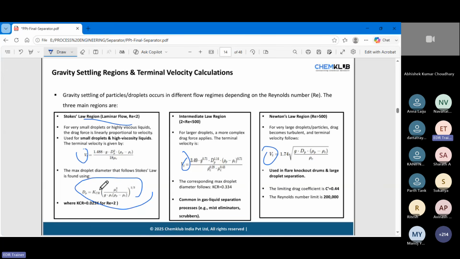So KCR, viscosity, density of the liquid, density of the gas, all the formulas are there. And here is KCR. KCR is generally 0.2025 of the K value. You need to choose from the Perry handbook according to the formula used to calculate the diameter of particles. So you also need to choose or select accordingly.